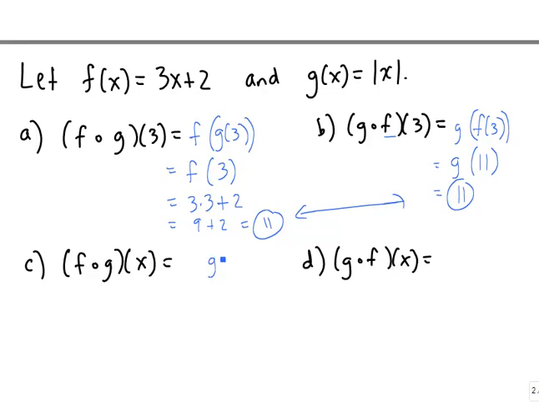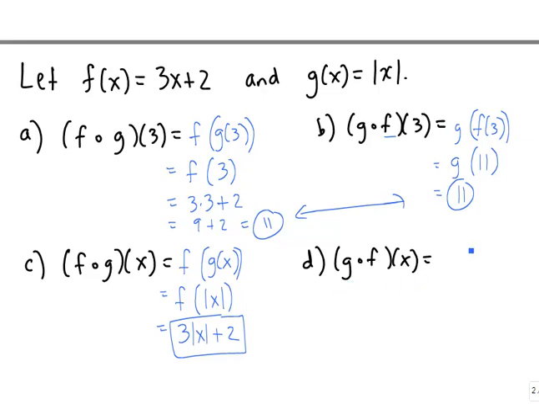So here we're going to do the rule for g of x first, and then take that and plug it into f. So g of x has a rule of absolute value of x, and now we're going to take that and plug it into f. So the rule for f says take 3 times whatever your input is plus 2. So we want 3 times our input, and this time our input is the absolute value of x, and then we're going to add 2 on the end. So here's what our final rule for the composition looks like.